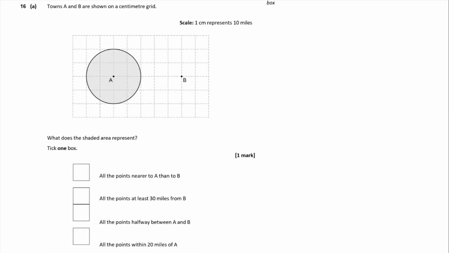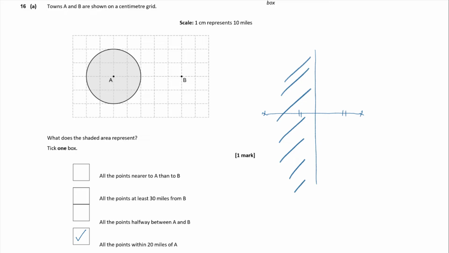Question 16a. Towns A and B are shown on a centimetre grid. What does the shaded area represent? Does it represent all the points nearer to A than to B, all the points at least 30 miles from B, all the points halfway between A and B, all the points within 20 miles of A? Okay, well, I can tell you it's that last one. All the points nearer to A than to B, that would be the perpendicular bisector of the 2 points. So if you constructed the bisector that cut this exactly in half, then all of these would be closer to A than to B. So that's the first one.